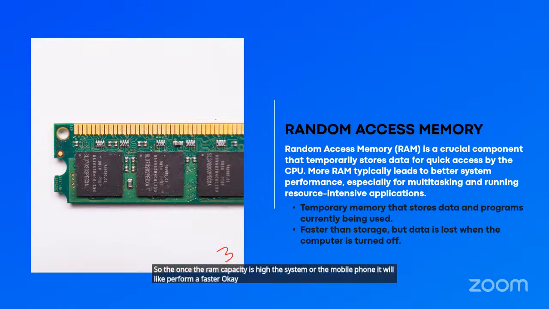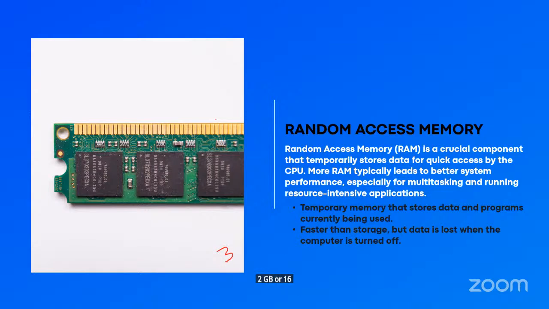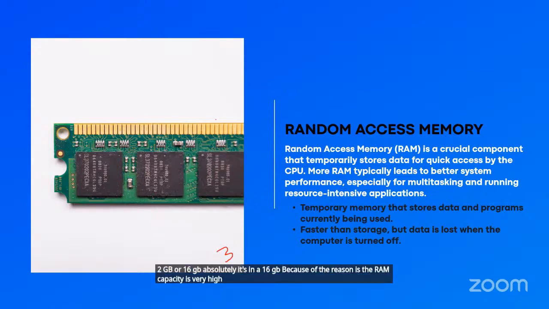So if we have a 1 or 2 GB RAM mobile and a 16 GB RAM mobile, which mobile performs faster, the 2 GB or the 16 GB? Absolutely, it's the 16 GB, because the RAM capacity is very high, and the RAM performs a crucial part in the system.